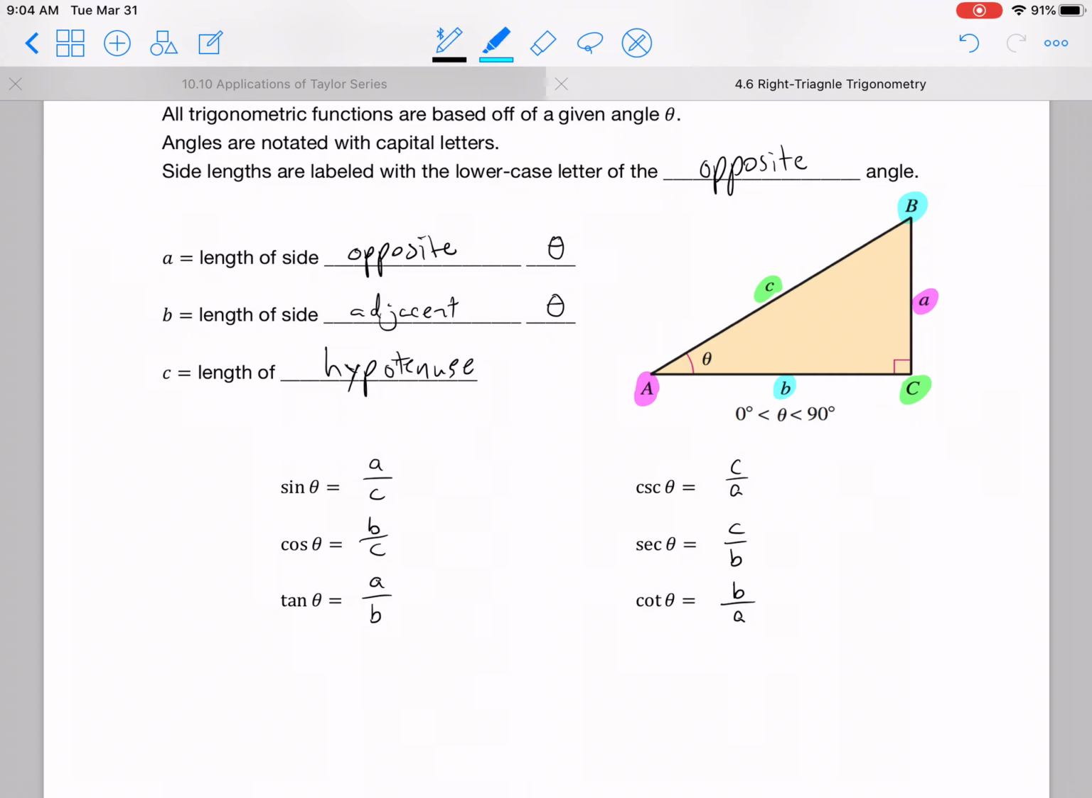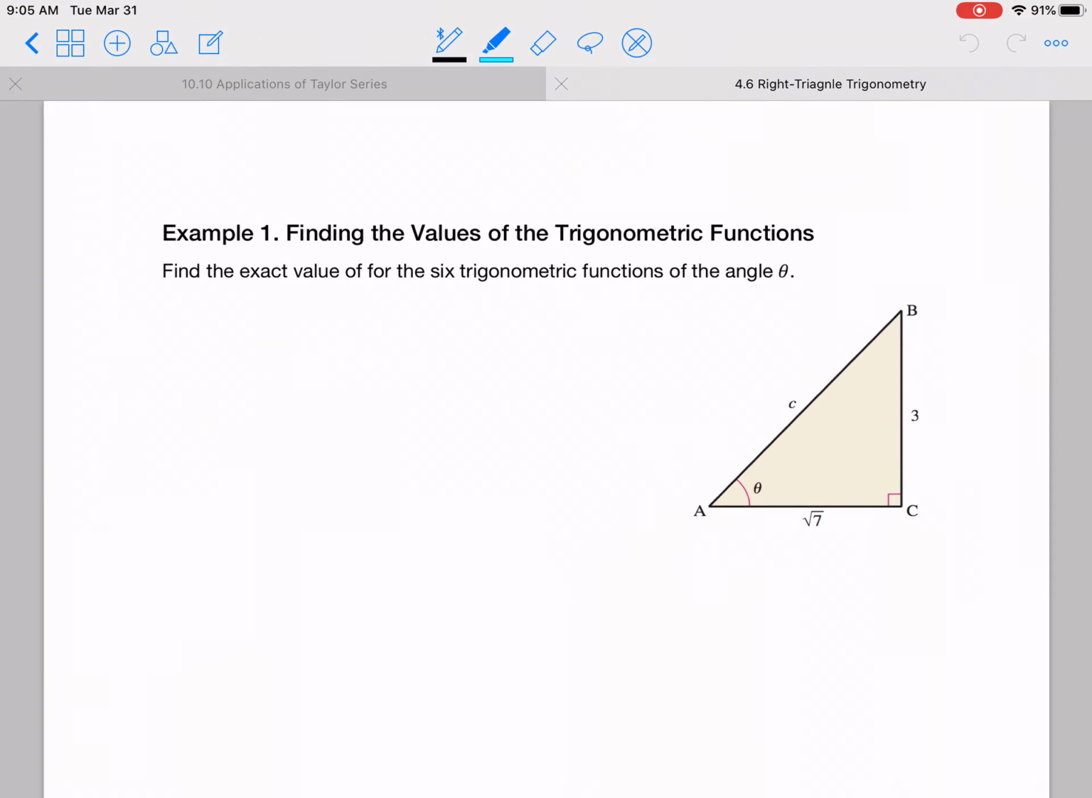Okay, and now we can move on here to the next page where we've got example 1. And so this is finding the values of the trigonometric functions. Find the exact value of the 6 trigonometric functions of the angle theta. So that's going to be sine theta, cosine theta, tangent theta, and then I'll write these 3 over here. This will be cosecant theta, secant theta, and cotangent theta. Okay, and so we need to find each of these.